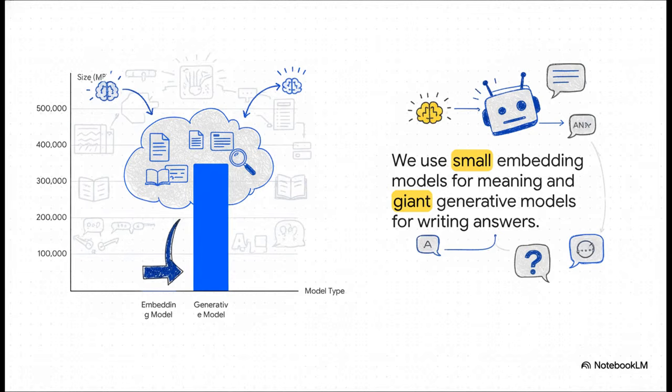Now you might be thinking, don't you need a gigantic, supercomputer-sized AI to create these embeddings? And the answer is surprisingly no. This is one of the cleverest parts of the whole system. We actually use 2 different kinds of models. For the embedding part, just finding the meaning, we use these small, super efficient models. They're fast, they're cheap. We only bring out the big guns, the giant generative models like GPT, for the very last step, which is what they do best, writing a beautiful, human-like answer based on the facts we found.